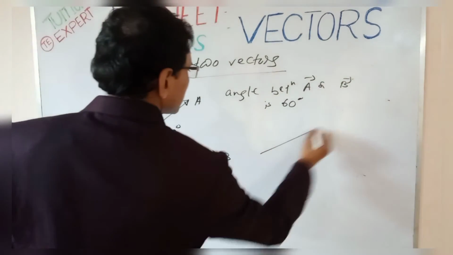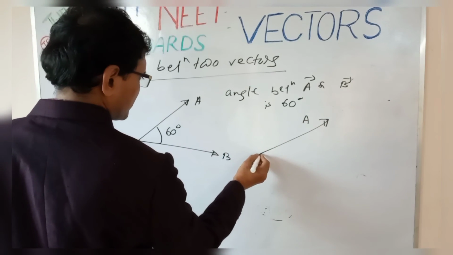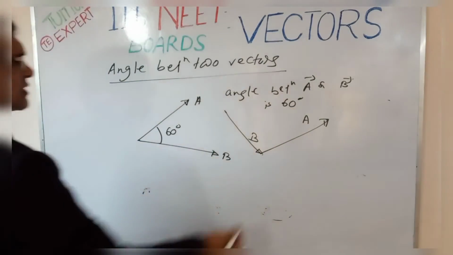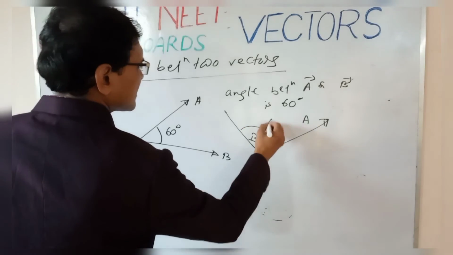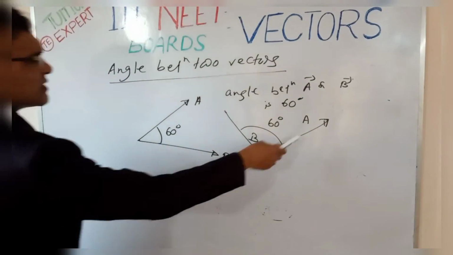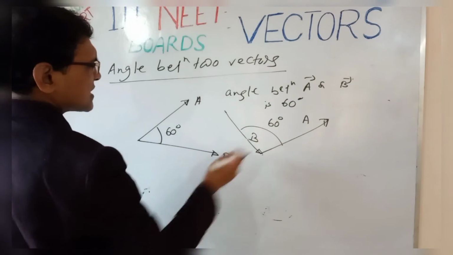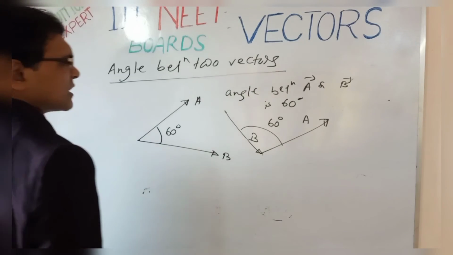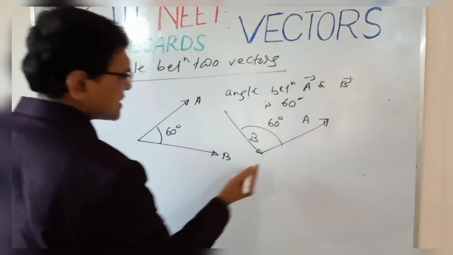Now suppose this is a and this is b. So what is the angle here? Suppose this angle is 60 degrees. Now here, what is the angle between a and b? The angle between a and b will be in this direction.